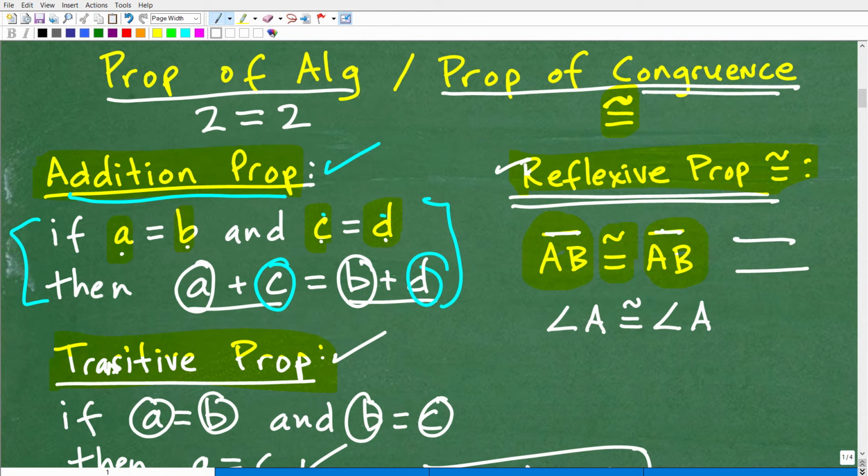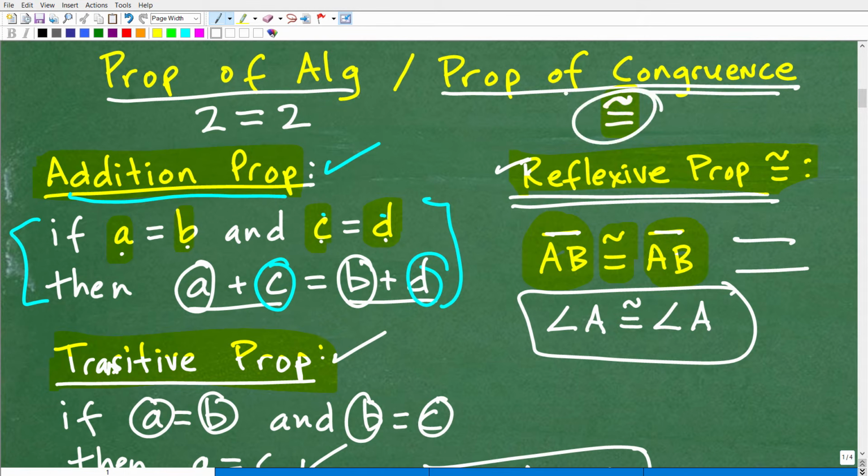We're actually measuring something. So when you're measuring line segments or angles, here's another example of the reflexive property of congruence. Angle A is congruent to angle A. So this would not be the reflexive property of algebra. To be more technical about it, you want to have the reflexive property of congruence. But if I just said 2 is equal to 2, that would just be the reflexive property. That's a property of algebra.